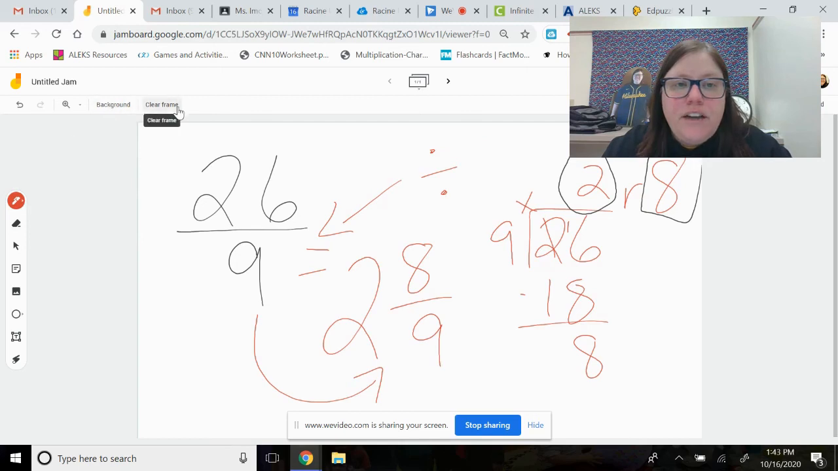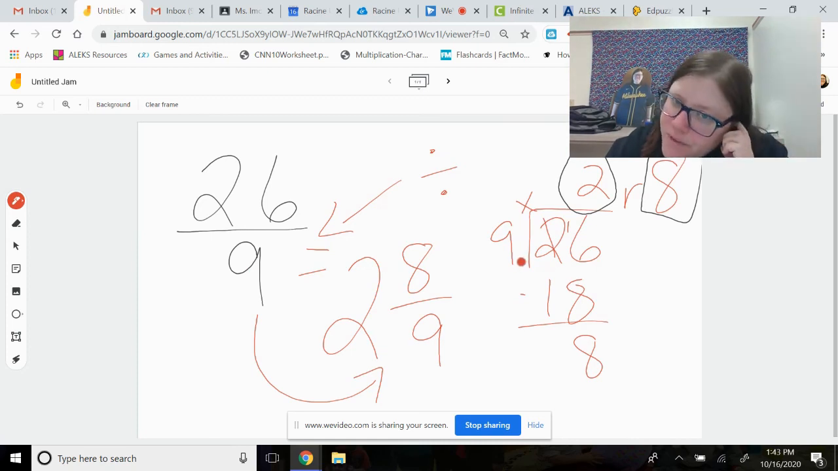So to help review this, I'm just dividing 26 on the inside, 9 on the outside, 26 divided by 9. You read it backwards from when you're reading words. I figure out it goes in 2 times. Subtract the 18, I get a remainder of 8, and I rewrite my fraction.